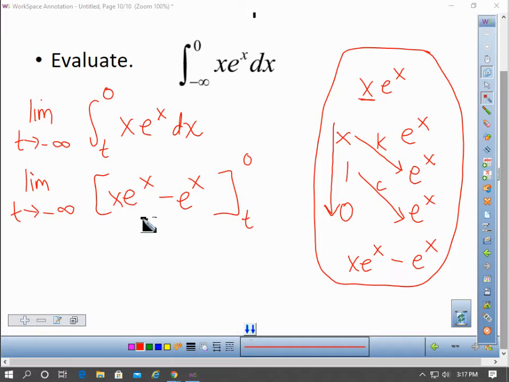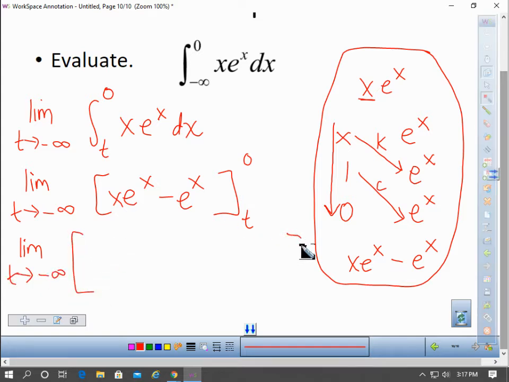So now we go ahead and do the fundamental theorem of calculus. I'll try to get it to fit in here. I'm going to put a 0 in here, so that's going to be 0 times e to the 0, well, that's a no-brainer, minus e to the 0. And then I'm going to subtract, putting a t in here, so t e to the t minus e to the t.